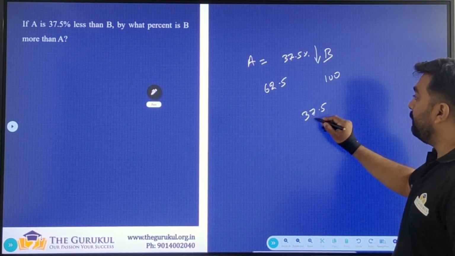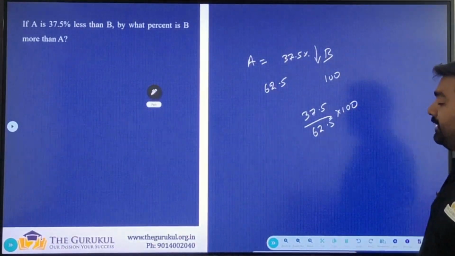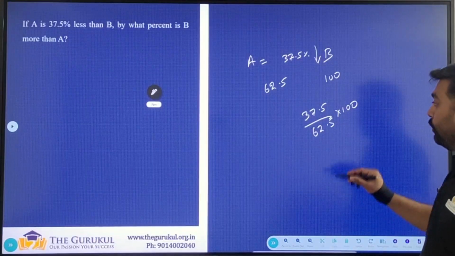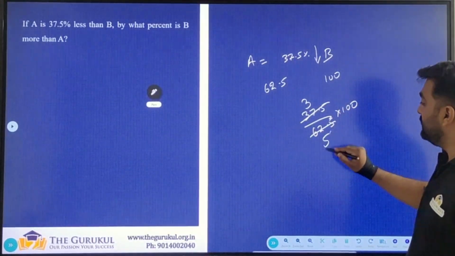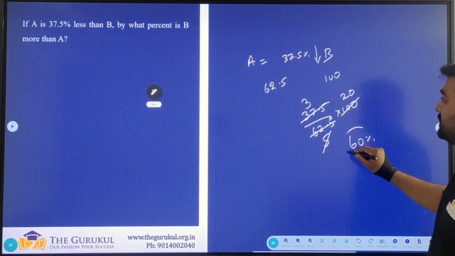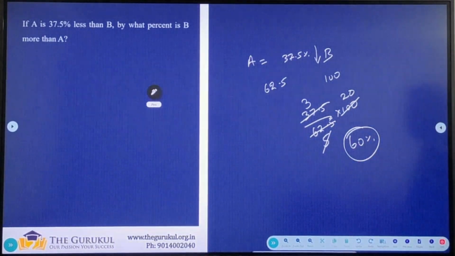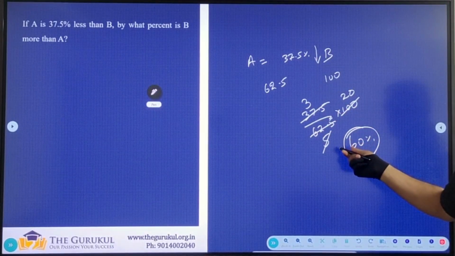B is 37.5 more than A's value. I want percentage, multiplied with 100. If you know 12.5 threes and 12.5 fives, then 5 and 20, 3 into 20, 60%, we can mark the answer. The problem is, if you can't cancel over here and if you get afraid, that is in decimals.